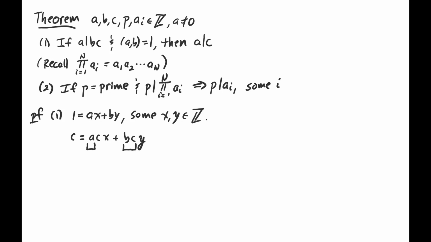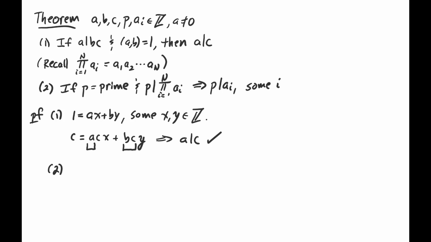So since A divides each of these terms, and C is just a linear combination of them, let's see, A divides A, of course, and A divides BC. And therefore, since C is a sum of things that are divisible by A, you have that A divides C, just as we want.